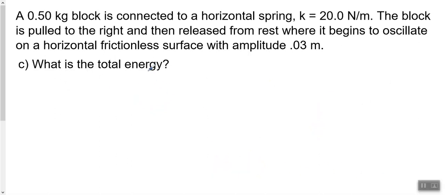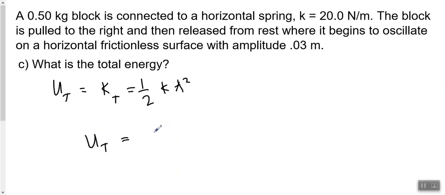Now let's answer this. What will be the total energy? Total energy E is equal to 1/2 k A squared, and you plug in the values. What will be your total energy? You should get 9 times 10 raised to -3 joules.